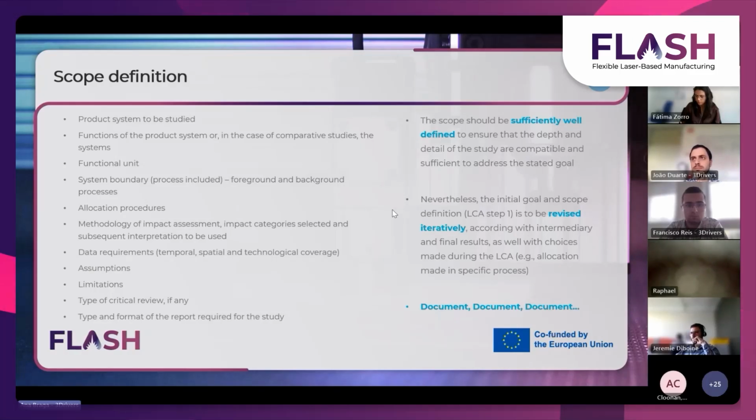You find out that a stage, at the end of the day, has some relevance, so we are going to include it. So it requires a lot of data and documentation.